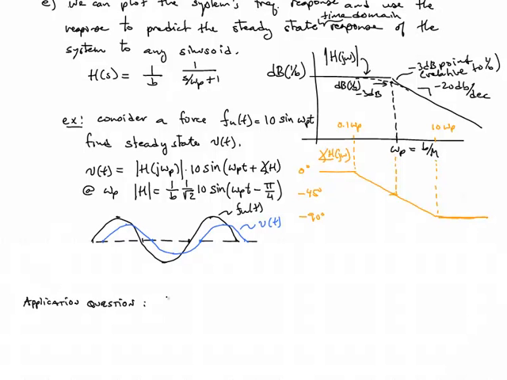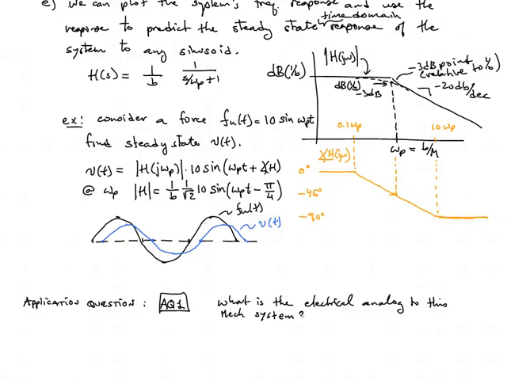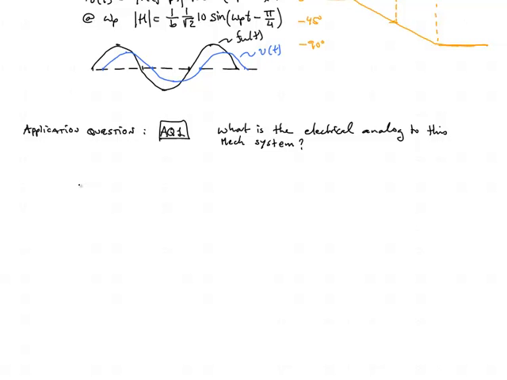Now let's look at 2 application questions. First, what is the electrical analog to the mechanical system of problem E1? Well, let's begin by listing the mechanical elements from problem E1 and finding their electrical equivalent.